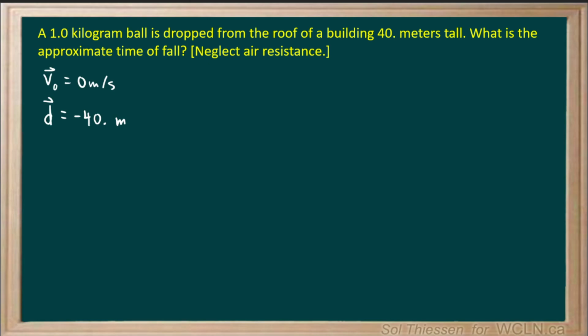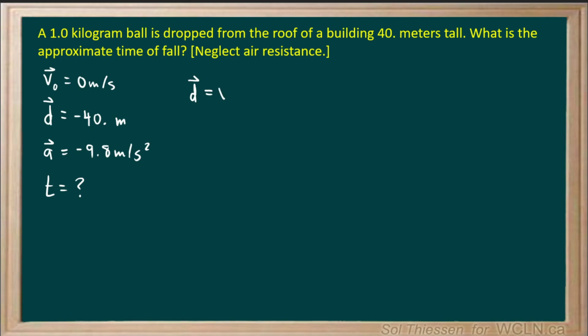We also know that the acceleration due to gravity on Earth is also downwards at 9.8 meters per second squared. And we want to know the time of the fall. Note that the mass of the ball is irrelevant for this problem. Okay, so we can use this equation.